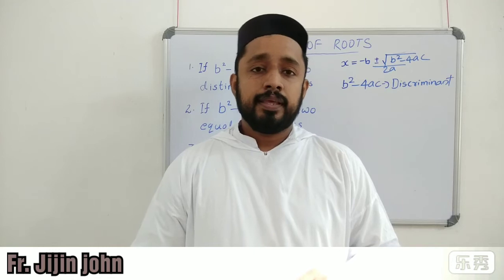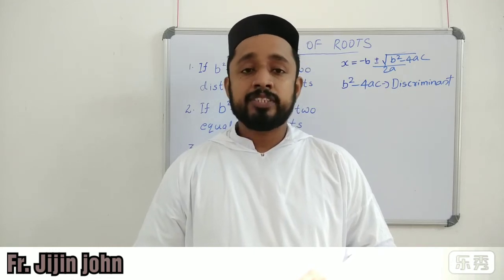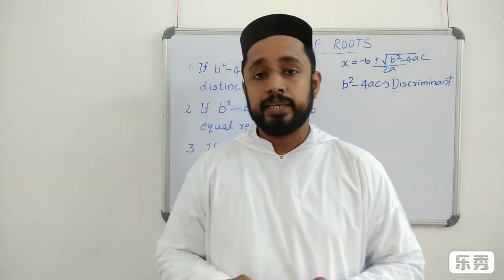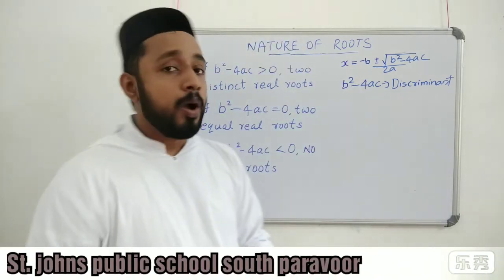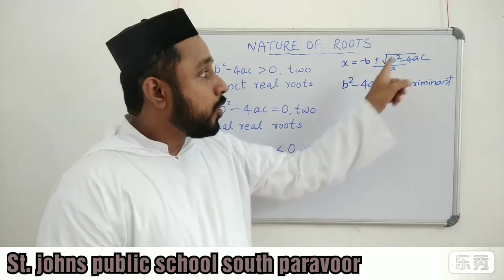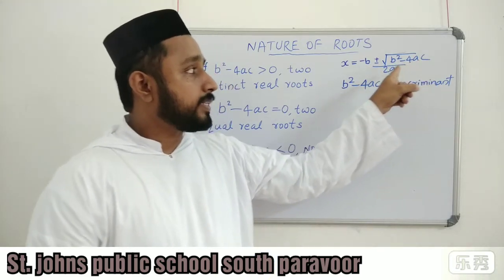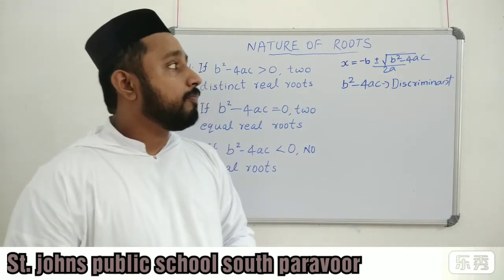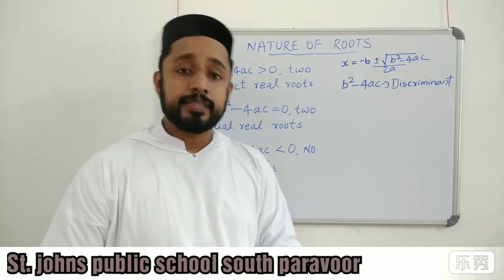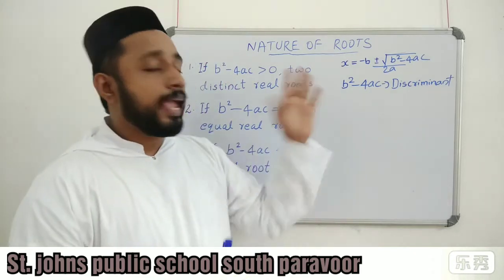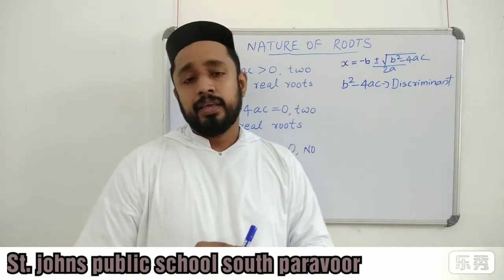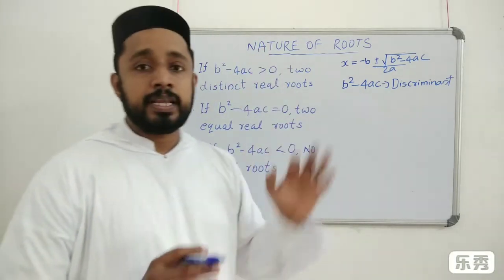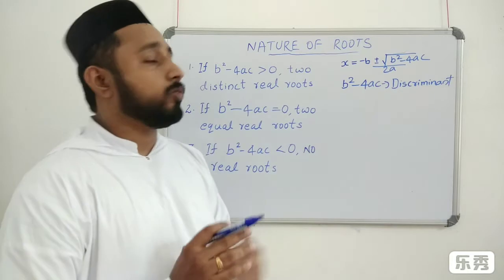Hi students, in the previous section we have seen that the root of a quadratic equation ax² + bx + c is x = (−b ± √(b² − 4ac)) / 2a. In this section we have to study the nature of roots. This is the last portion of the chapter, nature of roots.